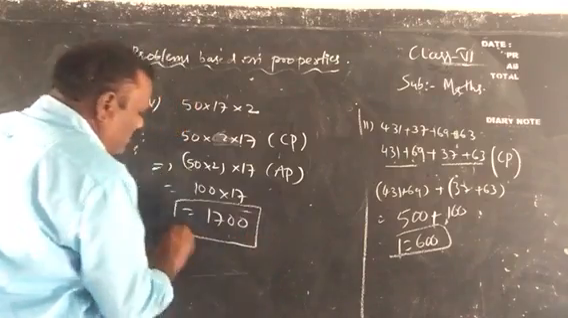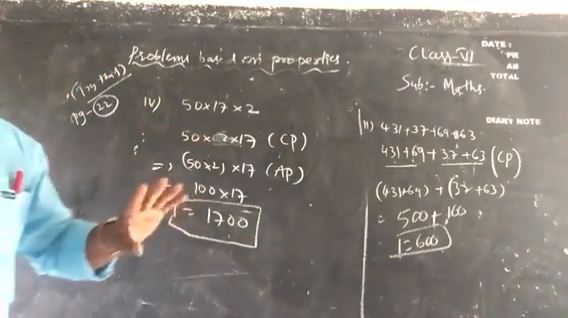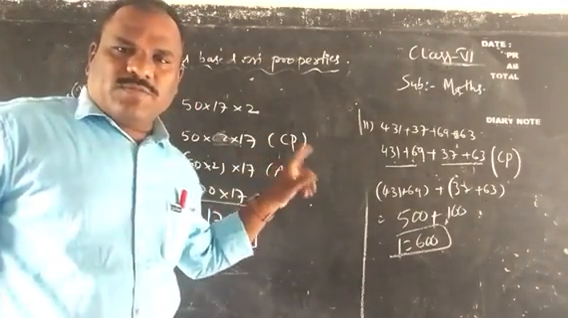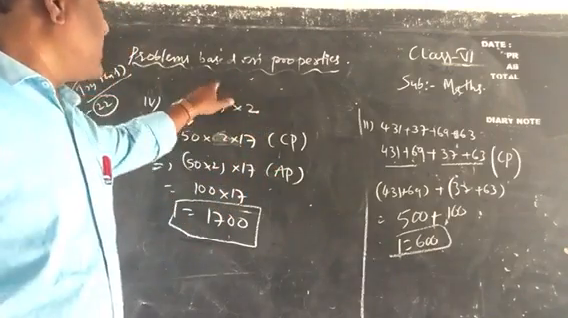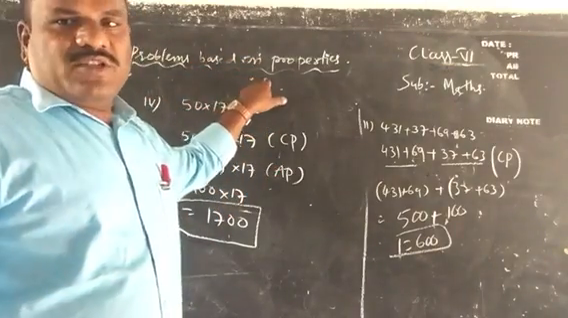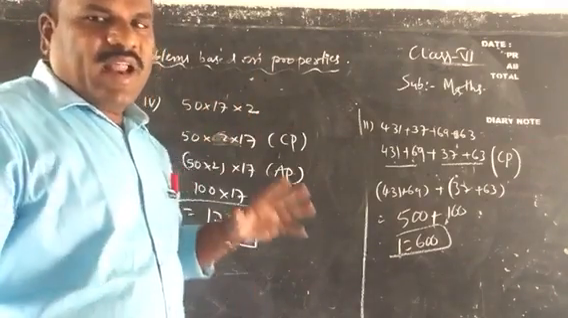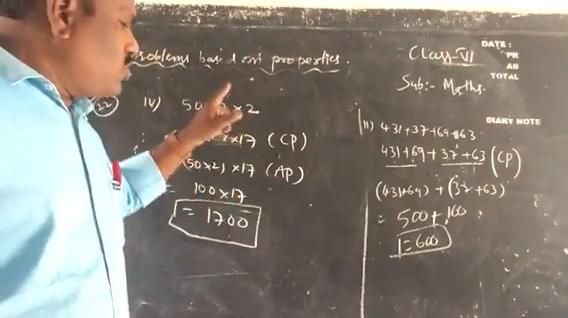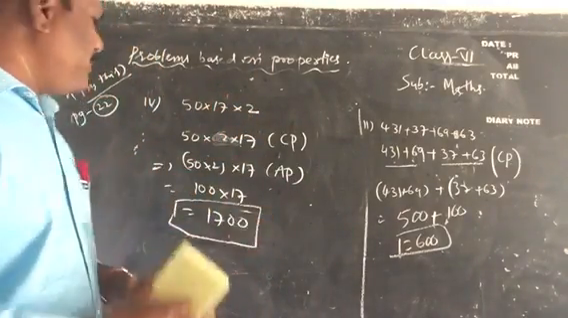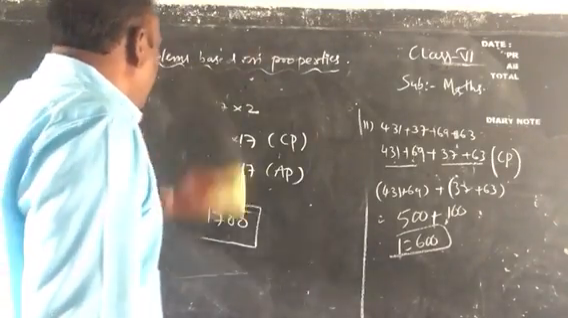Very simple, children. Directly also you can do it, but here properties are specifically mentioned. We have to apply the properties and we have to do it. Otherwise, no. Okay, direct answers I will not accept, children. You should follow the method. Understand? So try these sums.